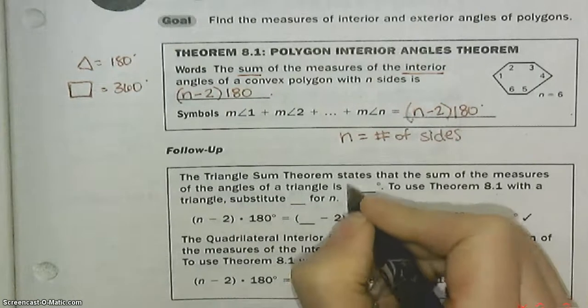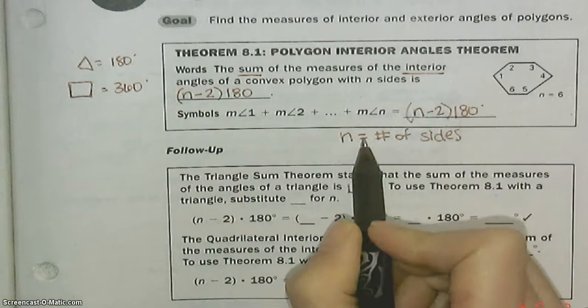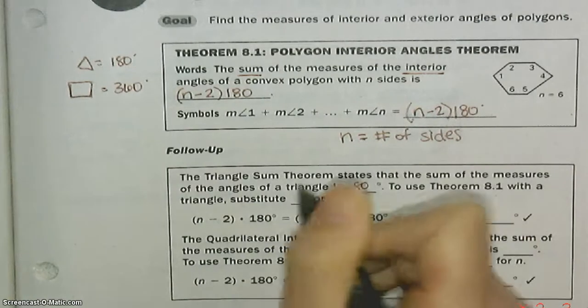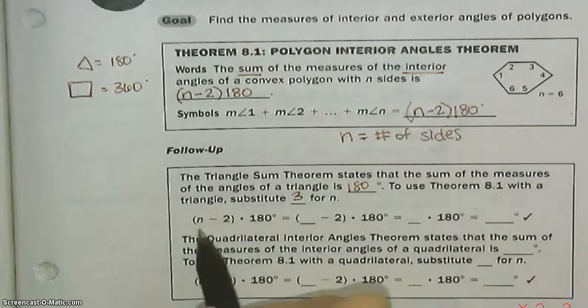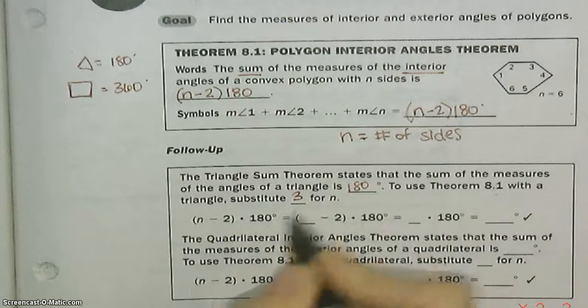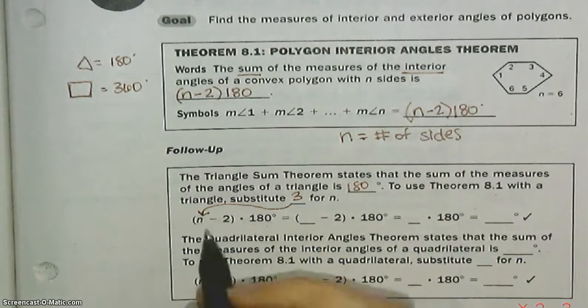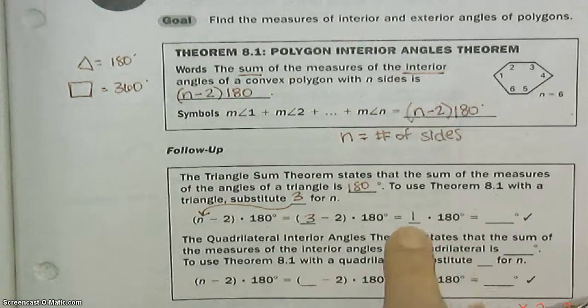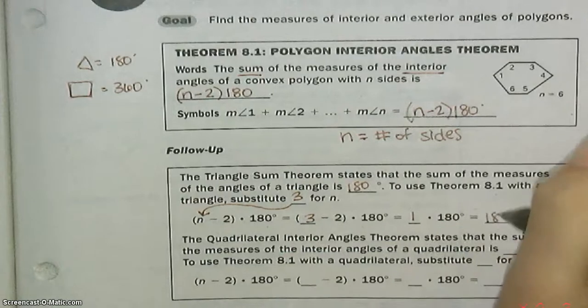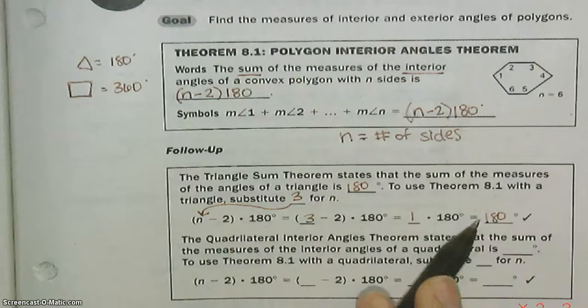We know that there's 180 degrees in a triangle. So n stands for the number of sides. How many sides in a triangle? Well, 3 sides in a triangle. So we're going to take our formula and plug 3 in for n. 3 minus 2 is 1. 1 times 180 is 180. So this formula shows us that there's 180 degrees in a triangle.